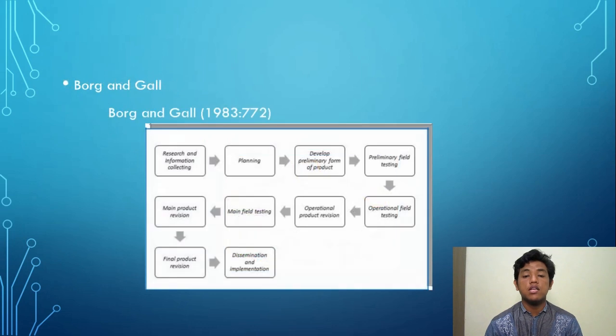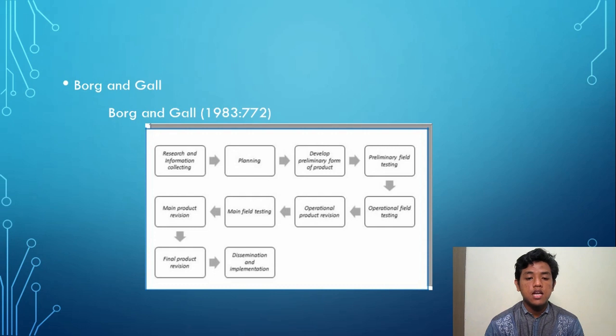Next is Borg and Gall in 1983, page 772. The style of developing worksheet consists of 10 steps. First is research and information collecting, that is review of literature, classroom observation, and preparation of report of the state-of-the-art. The second is planning, that is defining skill, stating objective, determining course sequence, and small-scale feasibility testing.